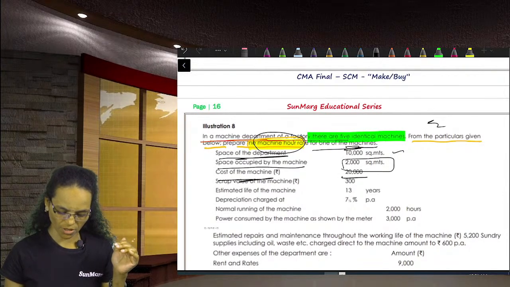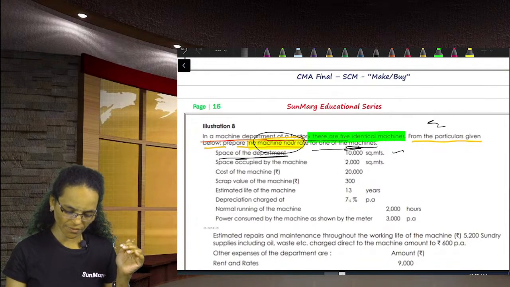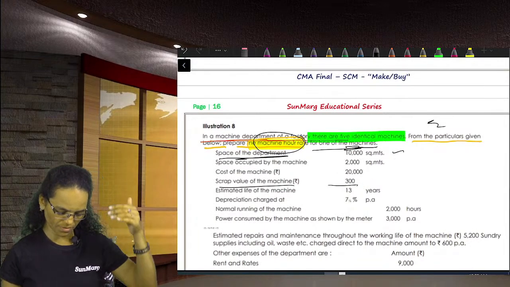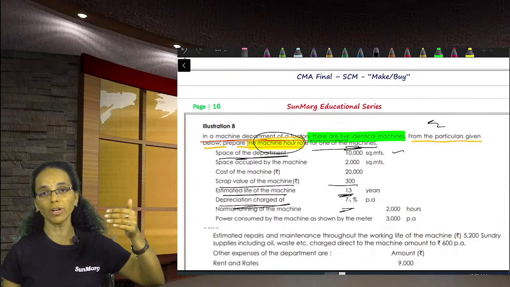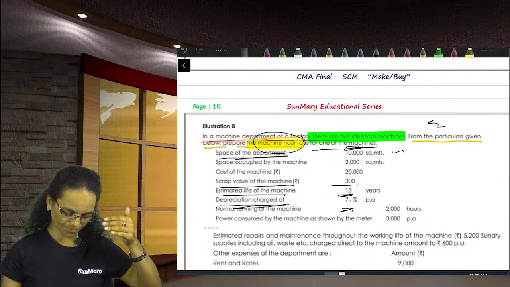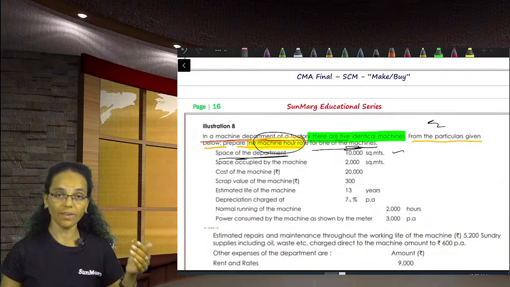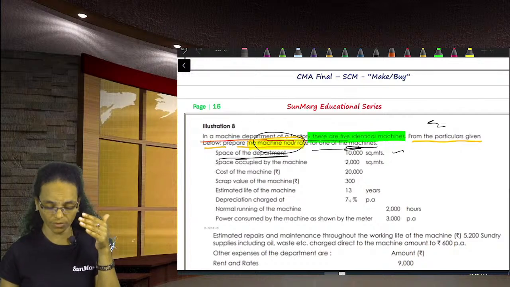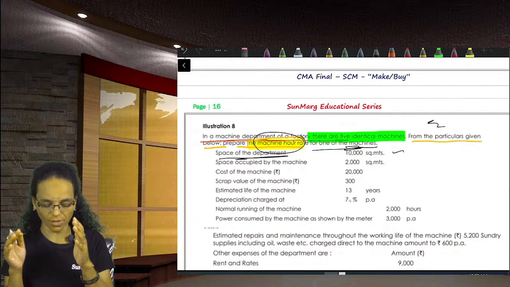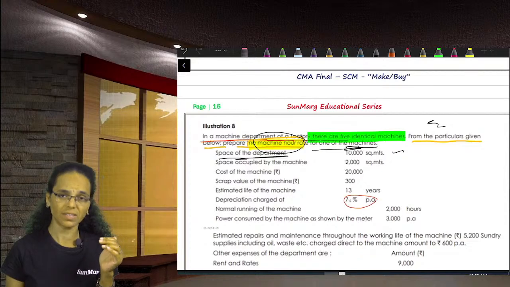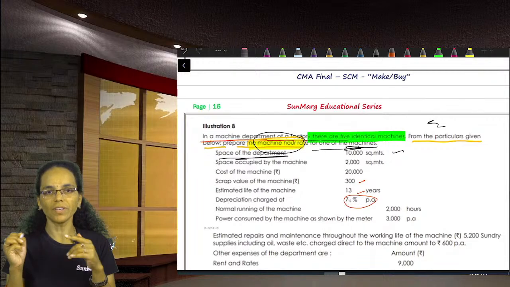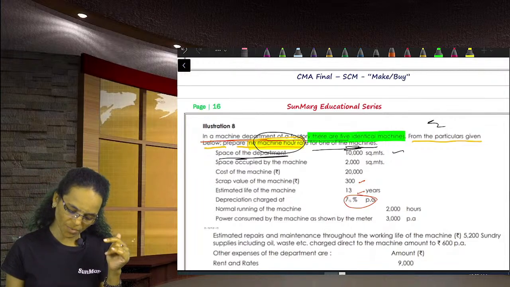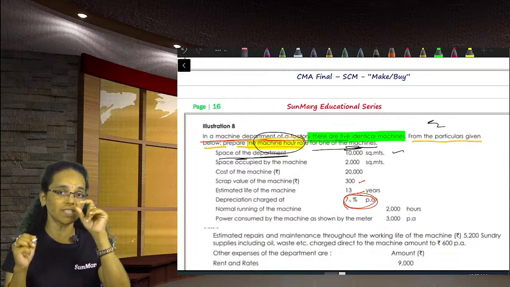Cost of the machine is 20,000. Scrap value of the machine is 300 rupees. Estimated life of the machine is 13 years. Depreciation is charged at 7.5%. See, if the question gives two types of information, one is the depreciation percentage directly, and the other is the scrap value and number of years of life, then for depreciation you use the percentage which is given in the question.